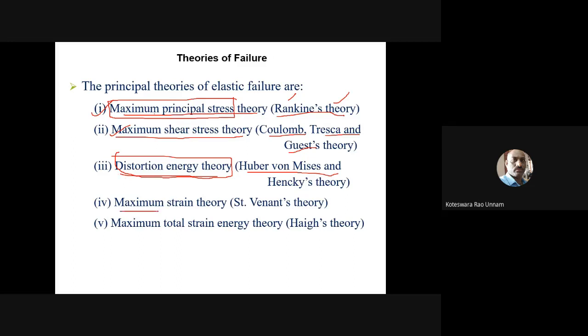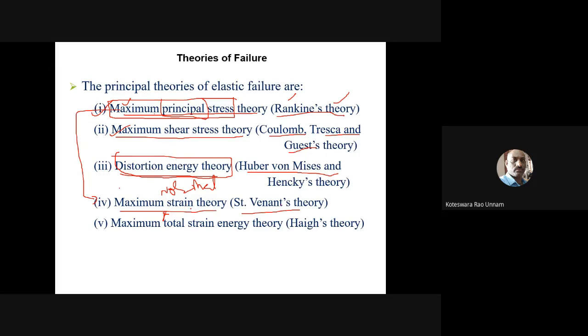Then you have the maximum strain theory. Even though it is called maximum strain theory, you need to say it is the maximum normal strain theory. So you have the maximum principal stress theory, which is also normal stress, and the maximum normal strain theory. There may be some similarity between these two. Rankine assumed that failure is dictated by the maximum principal stress. Then Saint Venant thought, why only the maximum principal stress dictating the failure, why not the strain?